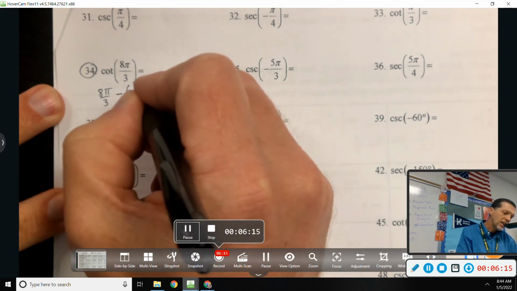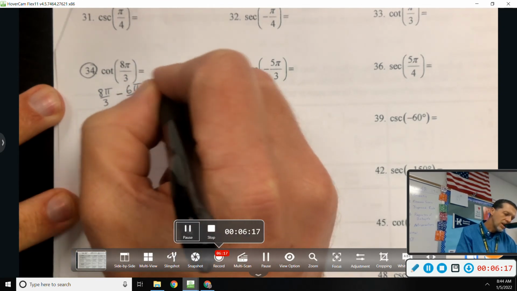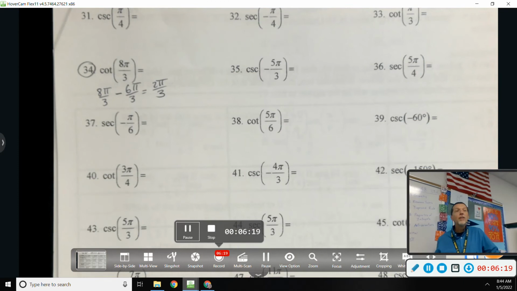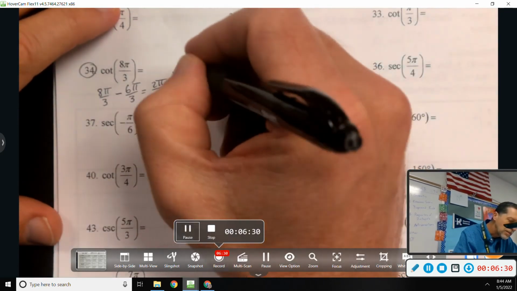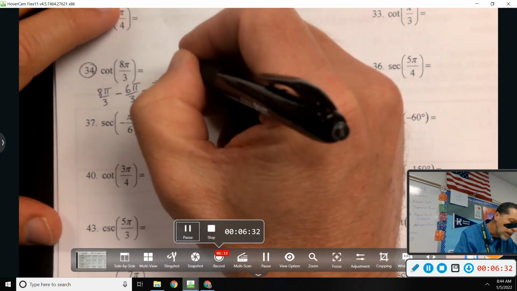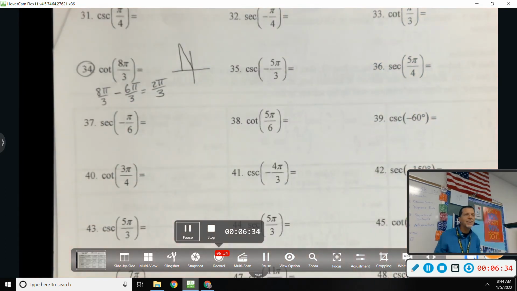No, it's not. Now, if you can locate 8 pi over 3, go for it. If you're like, I don't want to mess that up, I'm just going to subtract 6 pi over 3 and make my life a little easier. It's weird because it's not. You think it's almost there, but it's not. But either way, you're going to land on the steep angle in the second quadrant.